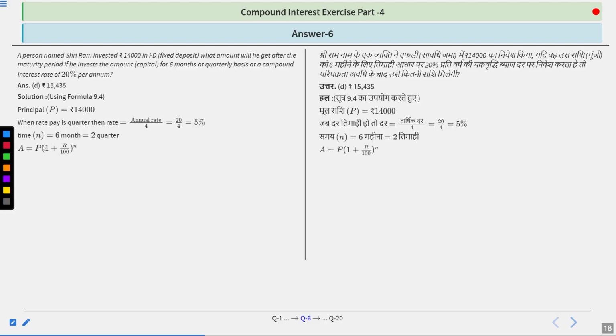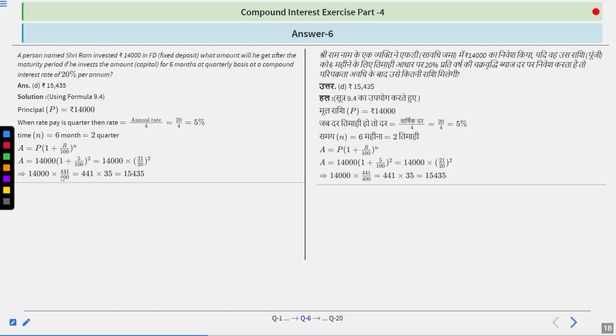Therefore, using formula 9.4, that is A equal to P into 1 plus R upon 100 power n. Putting the values of P, R and N, we get 14,000 into 1 plus 5 upon 100 whole square. That is 14,000 into 1 plus 5 upon 100 is 21 upon 20. So into 21 upon 20 whole square. So 14,000 into 21 square is 441 and 20 square is 400. So we get 441 into 35, that is equal to 15,435. Option D is the correct answer.